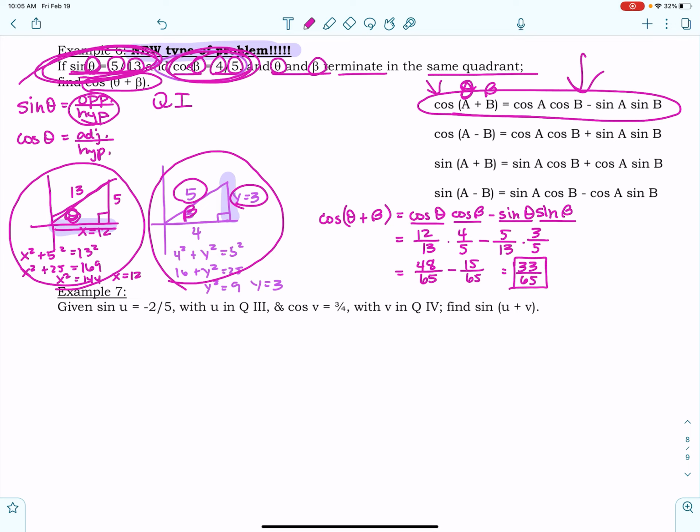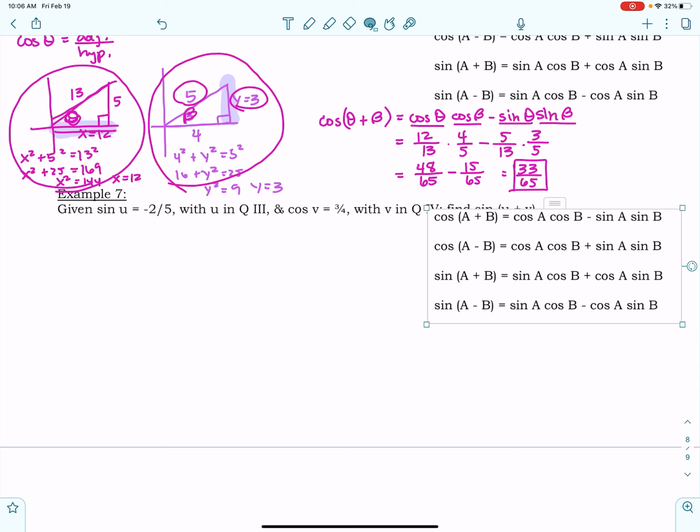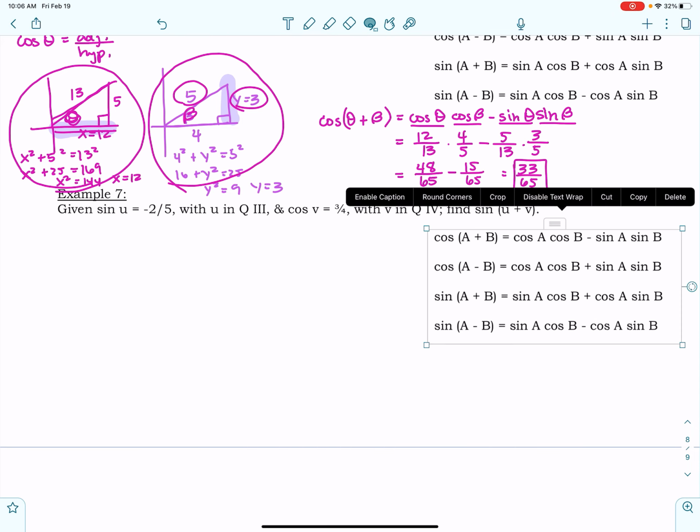There we go. I know these are difficult, okay? You have to go through several steps to find these. So let's jump right in and do the next one. So let's look at number 7. I am going to copy this again, so we'll have it down here.